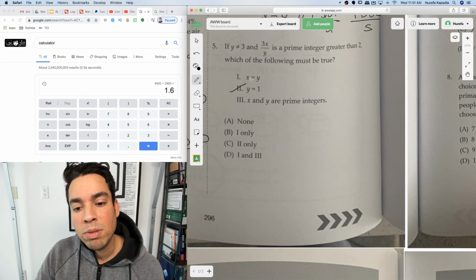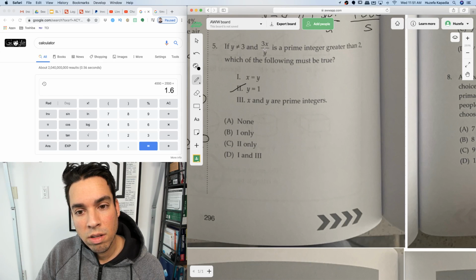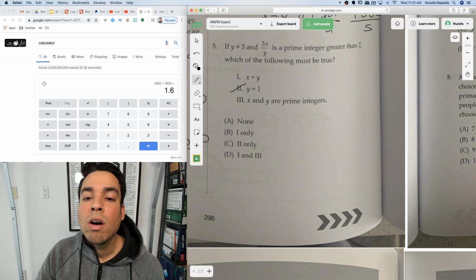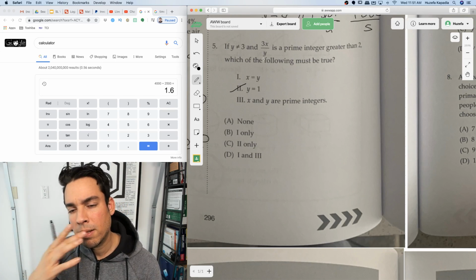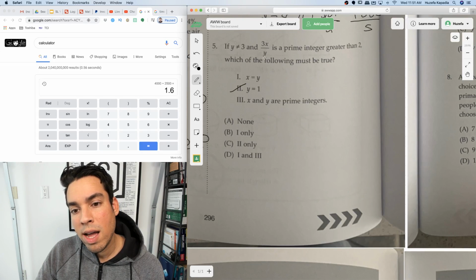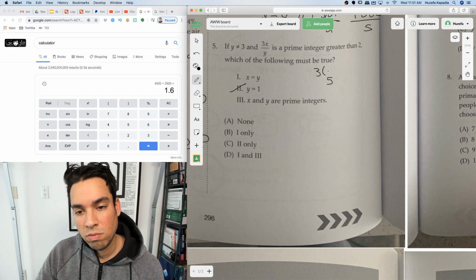This might have to be true, because, in fact, I can't think of any other way. Like, oh no, this doesn't have to be true, because this could be, hold on, let me think. It's a prime integer. Y doesn't equal 3. Okay, so I'm trying to think of an example. If we have y be 5, right? Okay, like y could be 5 and x could be 25. No.